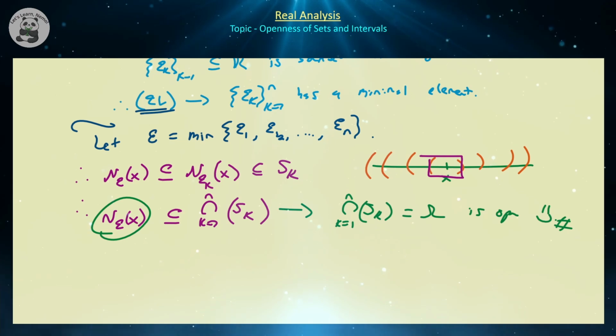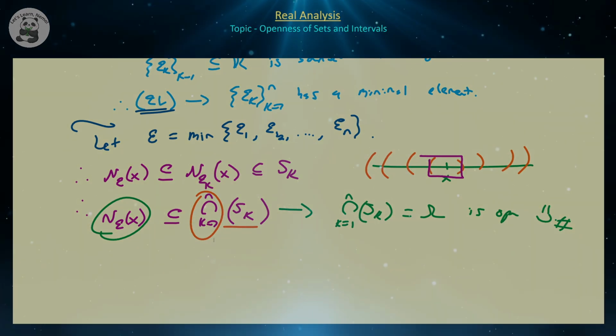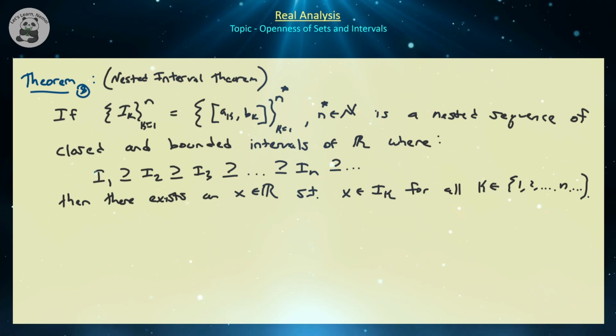And again, this only says that a finite intersection of open sets is open, and I very highly encourage you to see if you can find a counterexample showing that infinite intersections of open sets are not necessarily open. The next theorem that I want to explore is sometimes called the nested interval theorem, and it says the following.